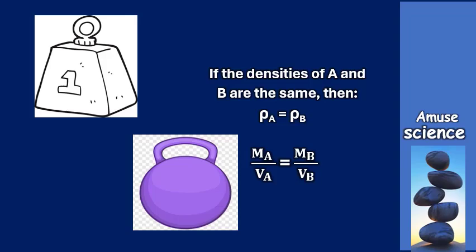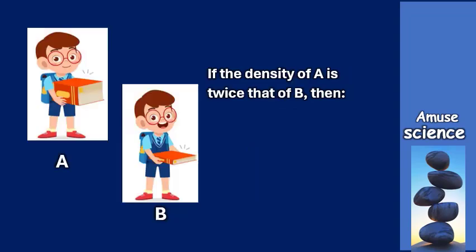And this is the equation relating MA, VA, MB, and VB. I'm sure you had it correct. Now let's take a second scenario. Assuming this time the density of object A is twice that of the density of object B, what will be the relationship between MA, VA, MB, and VB?